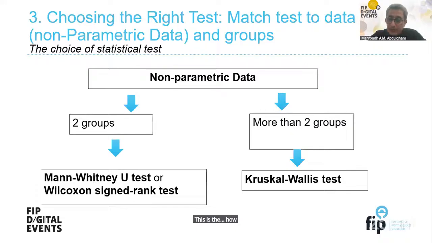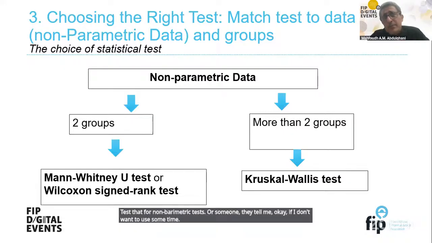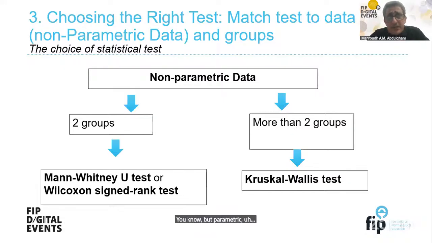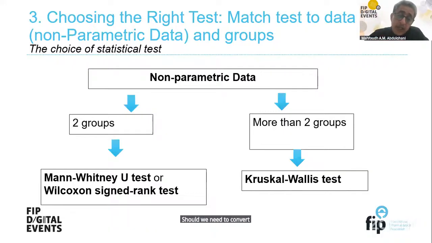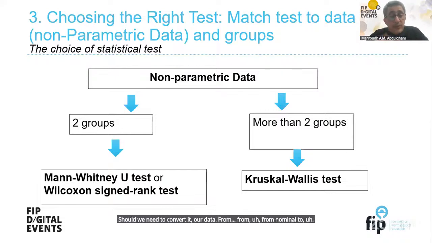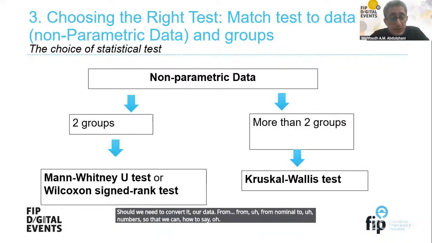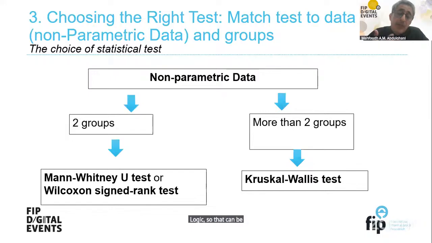How do we know we choose the suitable test for a non-parametric test? Someone told me that sometimes they do not prefer non-parametric tests because they do not give significant results, and they would like to use a parametric test. Yes, can be. Should we convert our data from nominal to numbers so that it can be normally distributed and we can go for a parametric test?